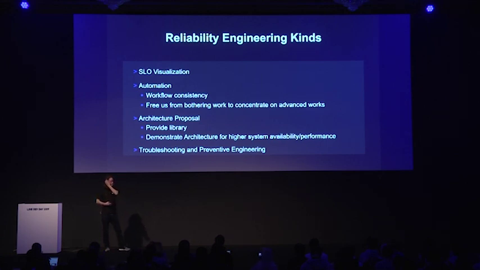Reliability engineering can be interpreted broadly. As you can see here, those are the definitions of our reliability engineering. The first is the SLO visualization, which is to select or develop sustainable metrics for measuring service level and track actual performance. We select them and develop them and visualize them.